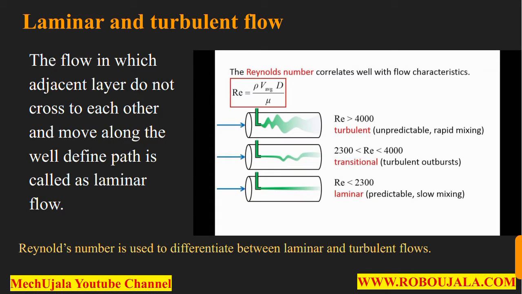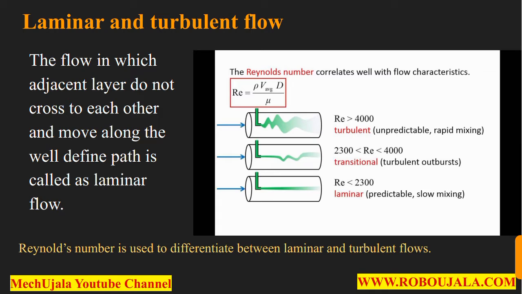Now, what is laminar or turbulent flow? The flow in which the adjacent layers do not cross each other and move along well-defined paths is called laminar flow. In laminar flow, adjacent layers do not cross each other, but in turbulent flow they cross each other. As you can see here, this one is the example of laminar flow. And for laminar flow, the Reynolds number is always less than 2300.